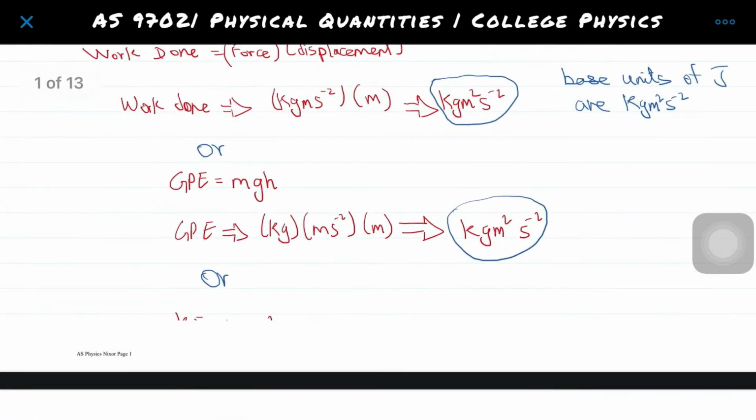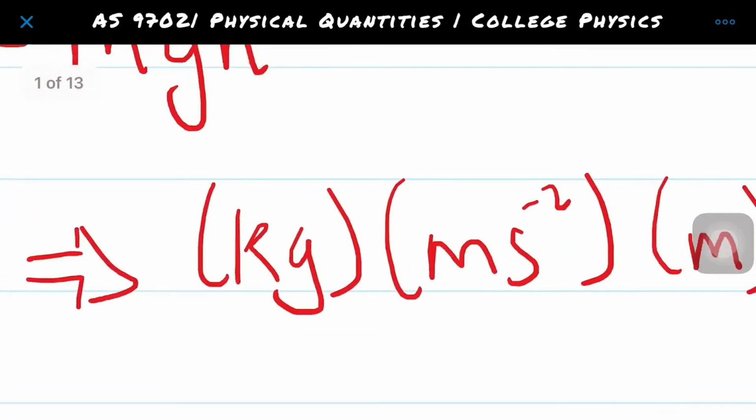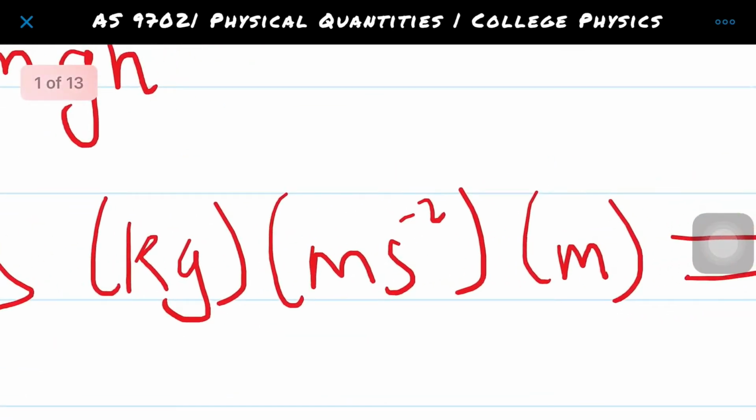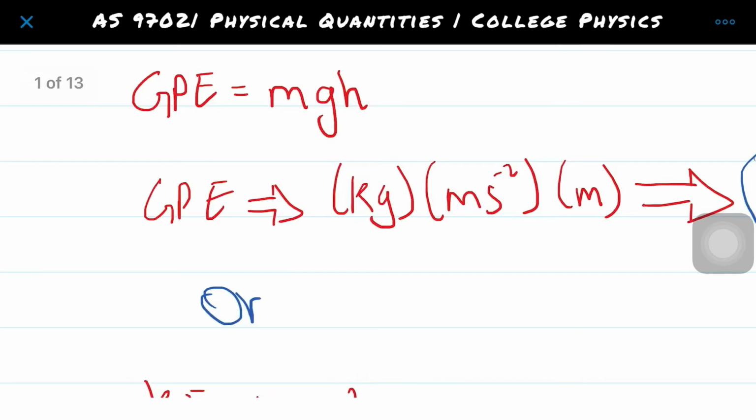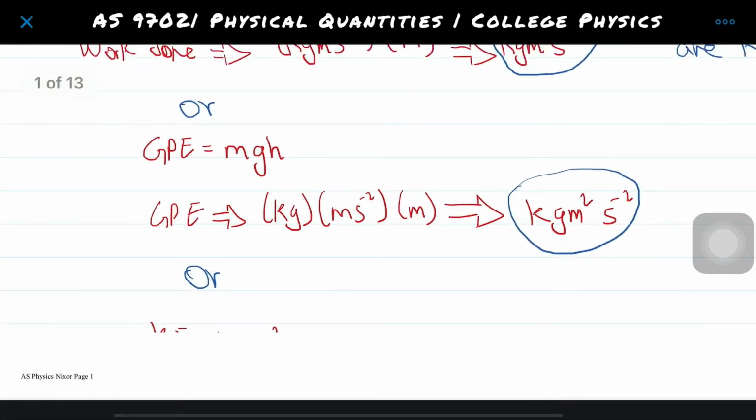So we know that the formula of gravitational potential energy is mgh, which is basically mass multiplied by acceleration due to gravity multiplied by height. Since the base unit of mass is kilograms, the units of acceleration are m s^-2, and the unit of height is basically meter, because height is length, right? Now if we multiply all three of these, it would again form kg m² s^-2, which we earlier derived when we used the formula of work done, which was force into displacement.